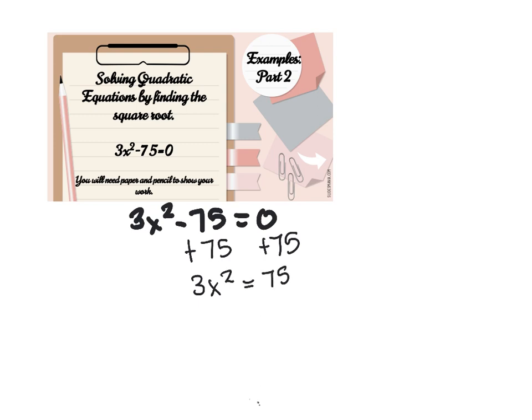Now we're still trying to isolate the variable x squared, so we need to divide by 3 on each side. So we're left with x squared equals 25. Now I next need to take the square root of each side. So x equals plus or minus 5.